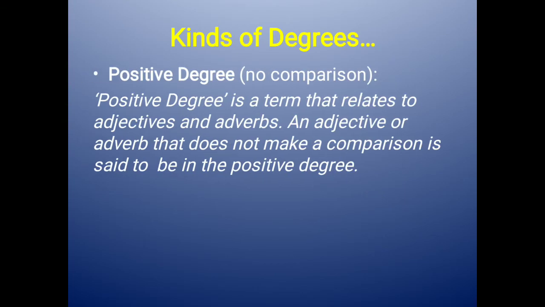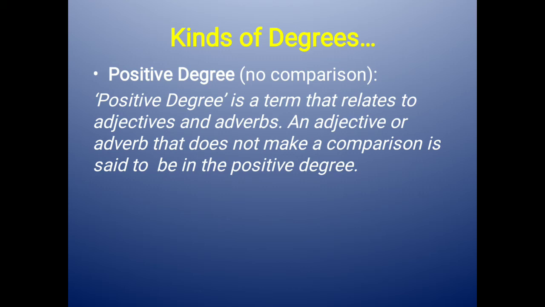Kinds of degrees. The positive degree, why is it called positive? The reason is very clear: here we are not actually doing any kind of comparison. So there is no comparison in the positive degree. This is the simple word, and here we are not comparing the word with another word, or one object with another object. So that's why it is called positive. Positive degree is a term that relates to adjectives and adverbs. An adjective or adverb that does not make a comparison is said to be in the positive degree.